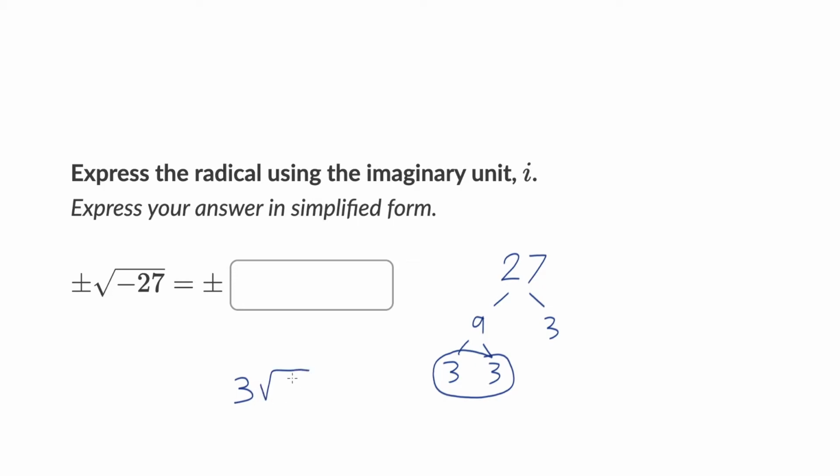Now what's going to go inside the square root symbol? Well, let's square this number. So this is a 3. What is 3 times 3? 9, right? And what times 9 equals 27? Well, it's going to be 3. So 3 is going to go in here.